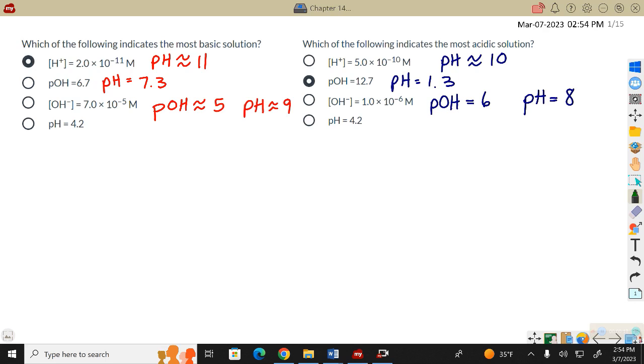The key to this question is to get all of these values in the same unit, whether that's pH, pOH, hydrogen concentration, whatever it might be. But in order to compare these quantities directly, they should all be in the same unit. So I just chose pH. I turned all of them into a pH. The most basic solution would be the one with the highest pH, and the most acidic solution would be the one with the lowest pH.